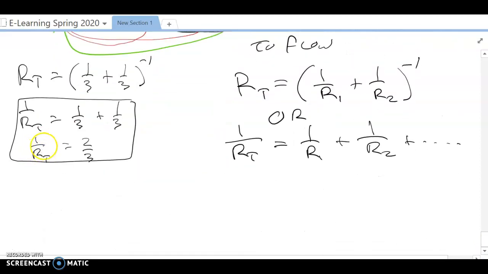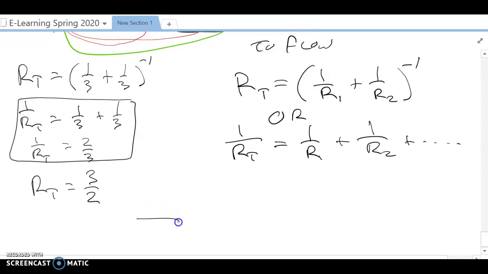I want to know what 1 over R is. So if 1 over R is 2/3, then the total resistance is 3/2. Check it out. Is that bigger or smaller than 3? Hey, it's exactly half of 3. Interesting.